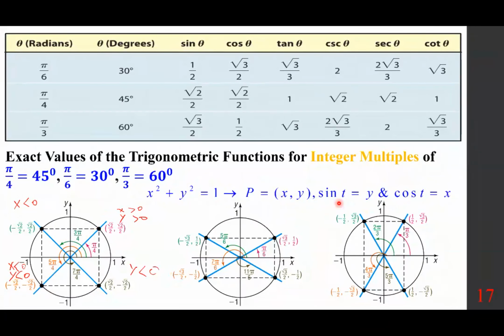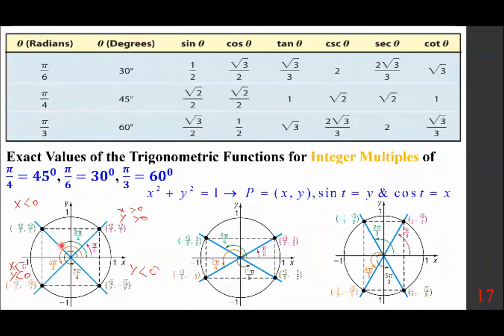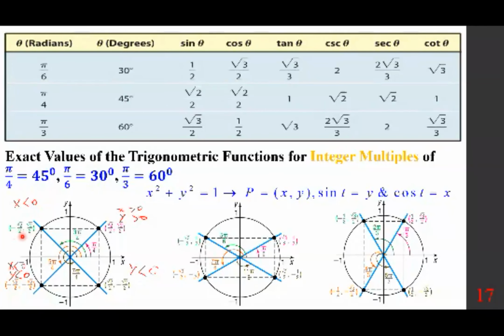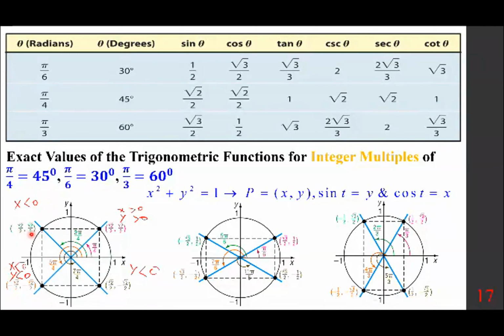So for example, if you look at this one, this is 3 pi over 4, right? So the same values that we have here, but we have to account for negative or positive. In the second quadrant, x is negative, so cosine of 3 pi over 4 is minus square root of 2 over 2, but sine is still positive. And 5 pi over 4, 7 pi over 4.